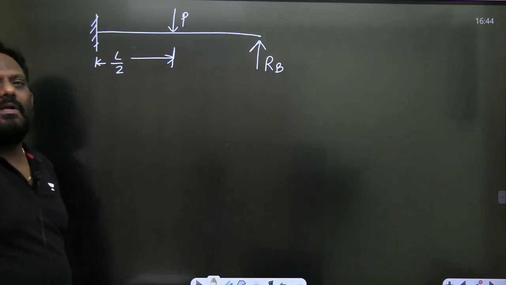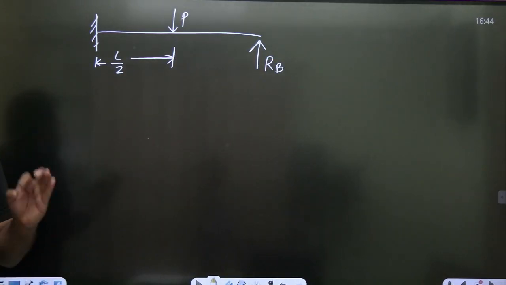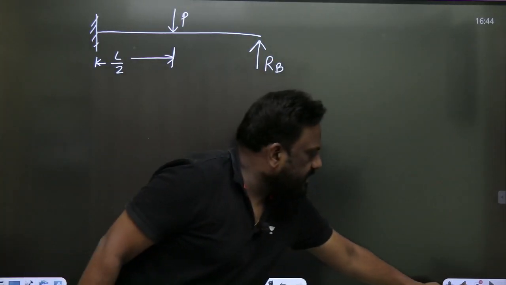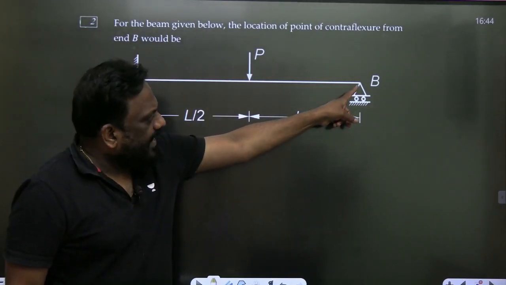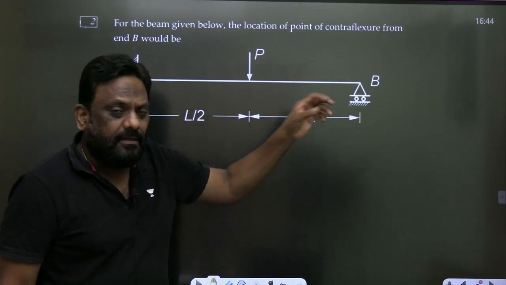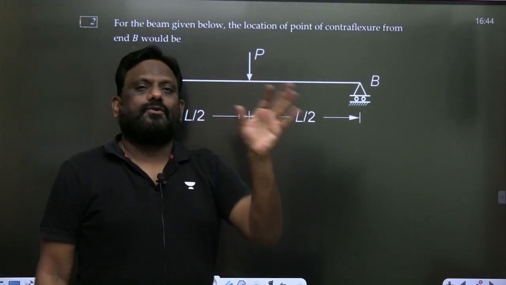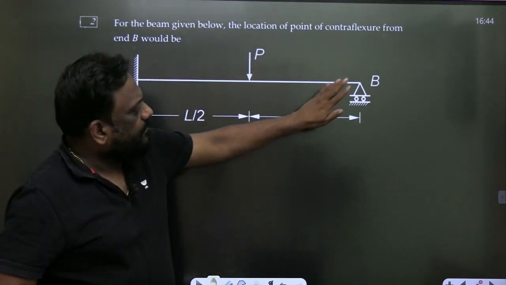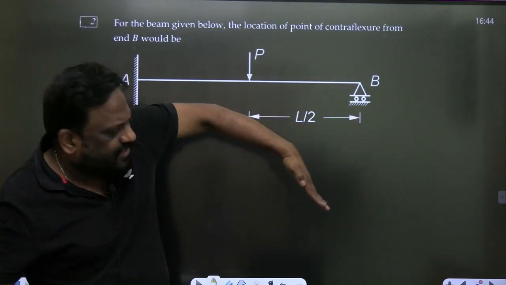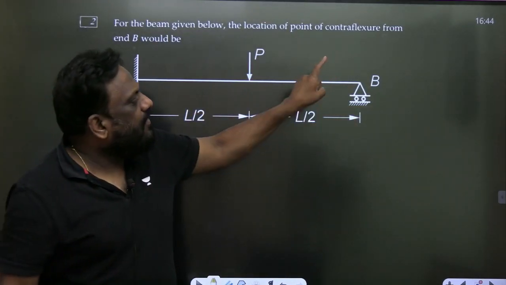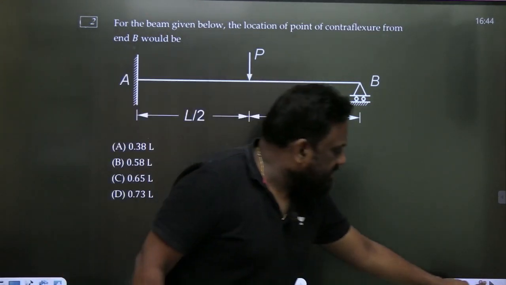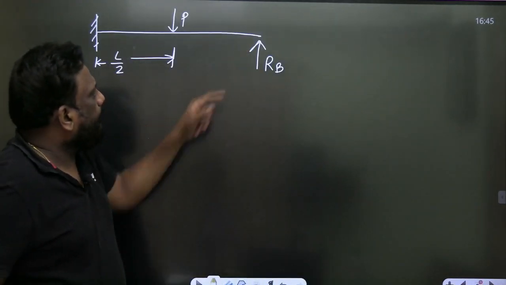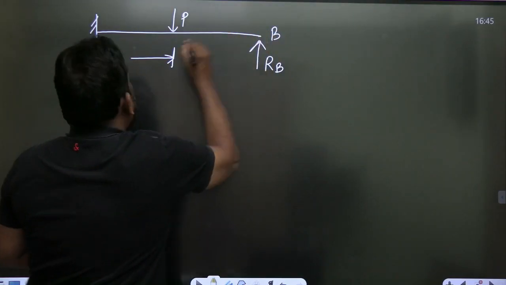First, let us calculate the support reaction. How do I calculate the support reaction? If you see the figure, it is propped at end B. So at this point, the deflection should be 0 because there is a support. Otherwise, if you remove this support, there will be deflection. But as you have kept a support here, the deflection is 0 at this point. Let us say this is point A.